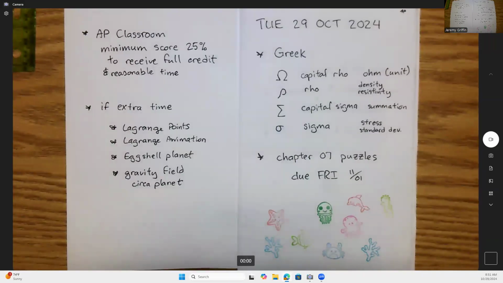All right, any questions so far before we start looking at these puzzles? Right so far. All right. So look at these puzzles here.